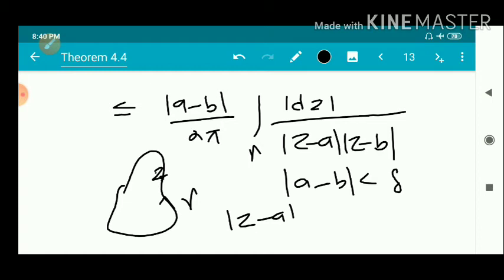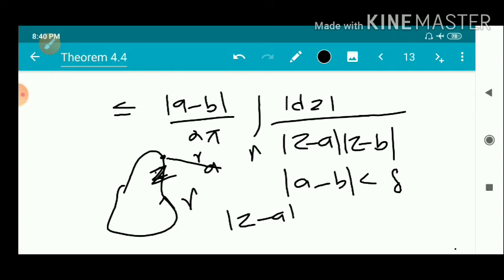What is modulus of z minus A? Z is a point on gamma and A is a point outside or inside gamma. That is, A is a point not on gamma, and the distance between A and gamma, that is, the distance between A and any point on gamma, we said it is r. That is, the shortest distance is r. So the distance between z and A will be at least r, that is, minimum r.